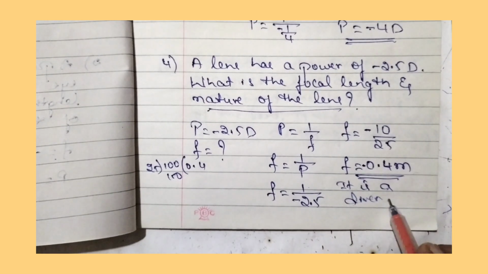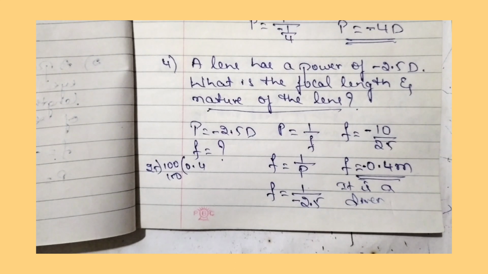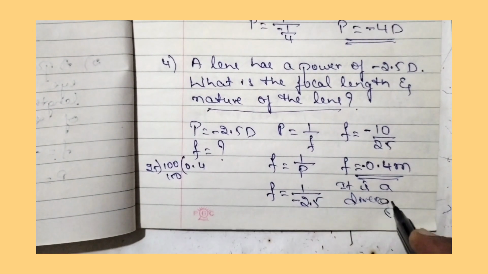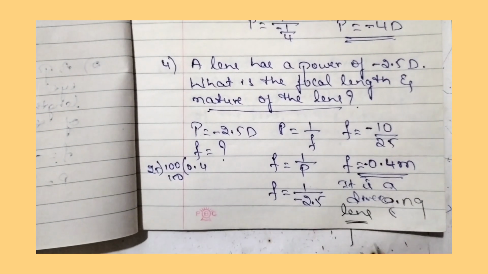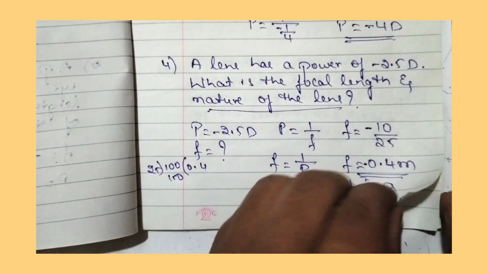So what is the meaning of diverging? The meaning of diverging is that it is a concave lens. So the nature is, it is a diverging lens. Diverging lens in the sense it is a concave lens. So now let us move to the next question.